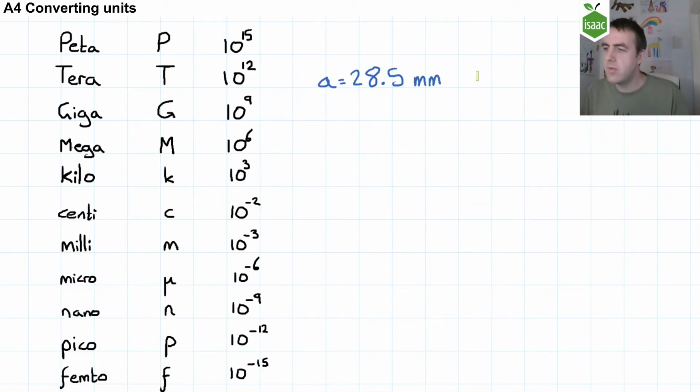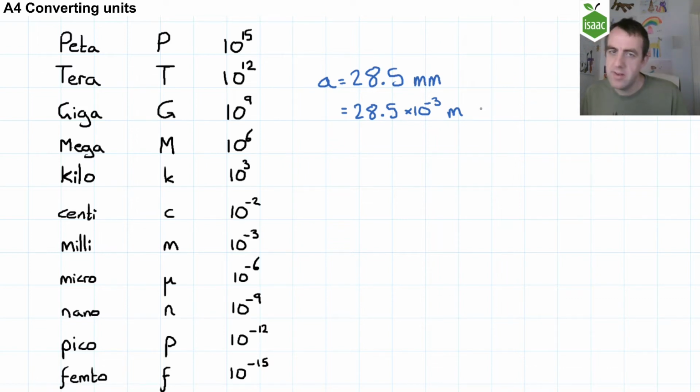There are 2 steps to converting unit prefixes. Step number 1 is to get rid of whatever prefix is already there. And step number 2 is to replace it with what you want. And I'll use this number as an example to start with. So here we have a length A equals 28.5 millimeters. This is equivalent to 28.5 times 10 to the negative 3 meters.